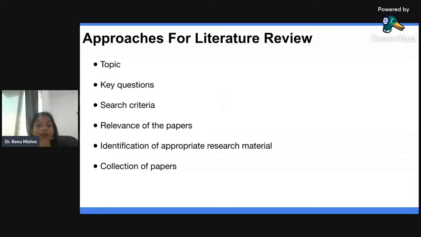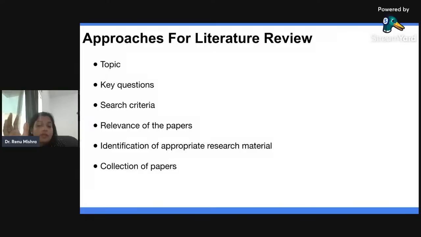What is the relevance of the papers? Definitely, what kind of literature? You need to focus on the relevance also. Identification of appropriate research material, like properly chosen research papers, and then collection of papers. Don't just fill your desktop, saving with Control-S. Don't commit that crime with your PhD.